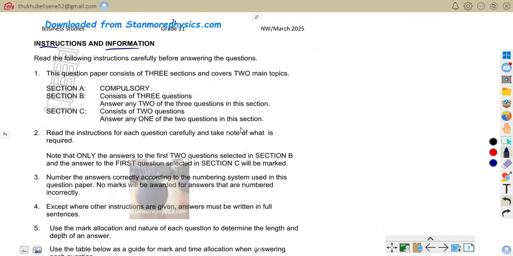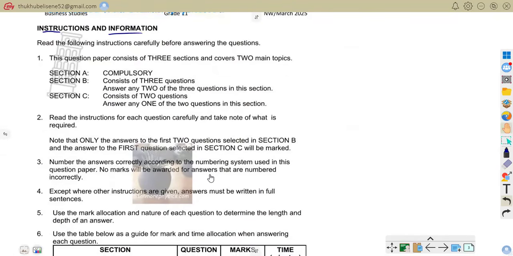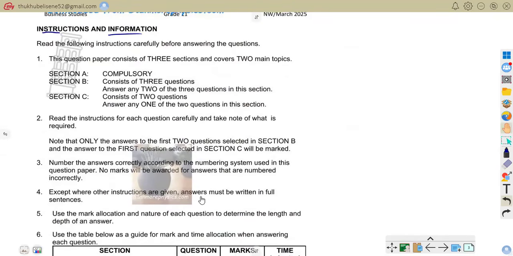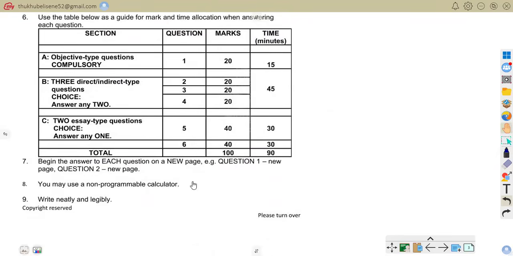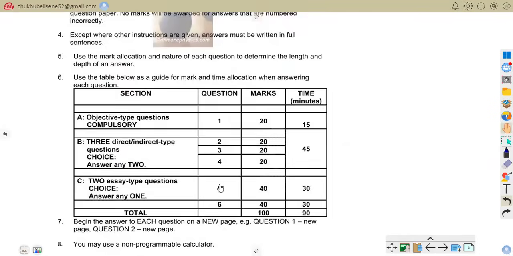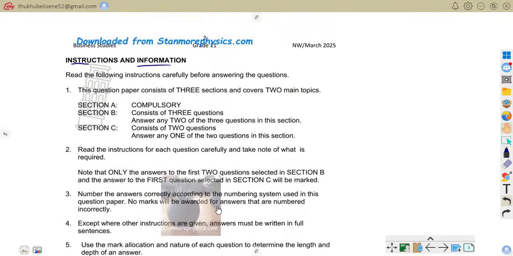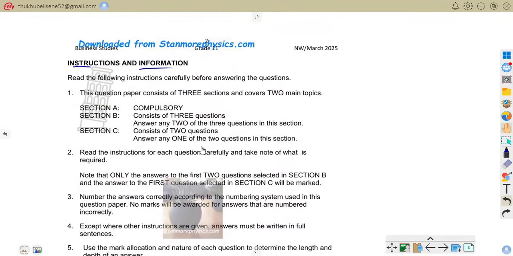With instructions and information, make sure that you don't make the mistake of attending to questions before you go through the instructions. Make sure that we go through the instructions from instruction 1 to instruction number 8. They are very important. Some students lose marks because of ignoring this part of instructions and information.